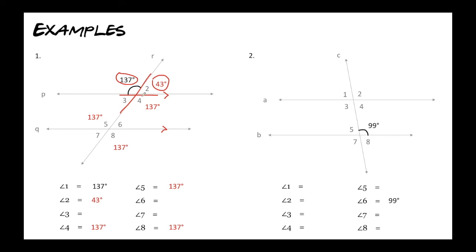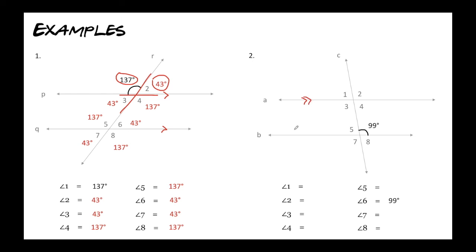Angles 2 and 6 are congruent because they are corresponding angles. Angles 3 and 6 are alternate interior angles, so they are also equal. Thus, angle 6 is also 43 degrees. Angles 6 and 7 are vertical angles, so they are equal. Angles 3 and 7 are also corresponding angles, and angles 2 and 7 are alternate exterior angles. Thus, angle 7 is also 43 degrees.